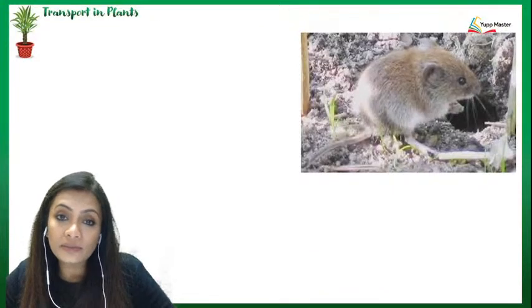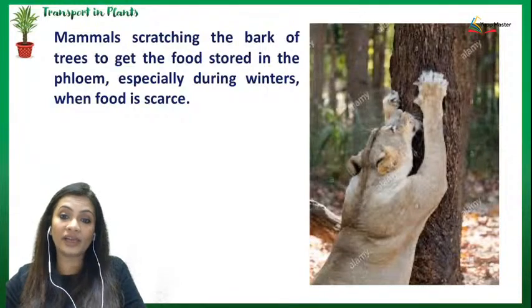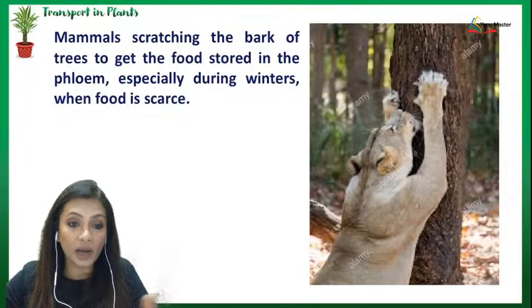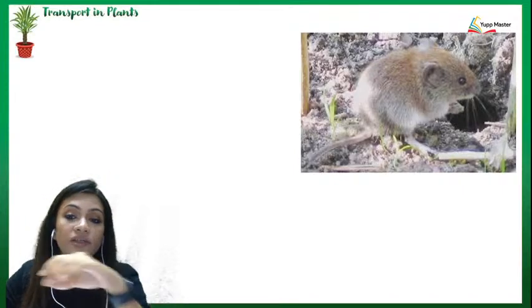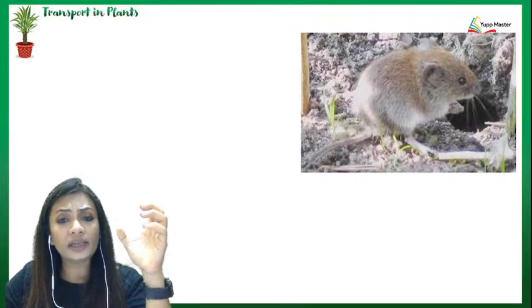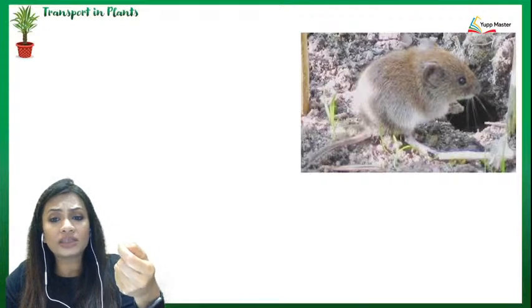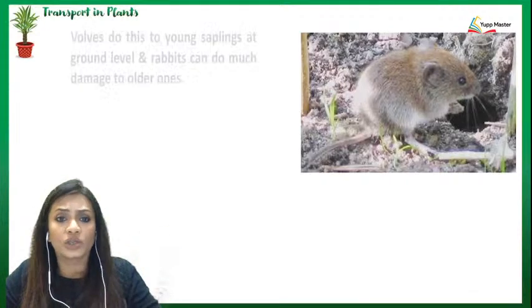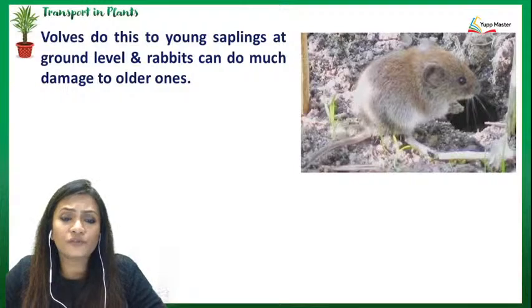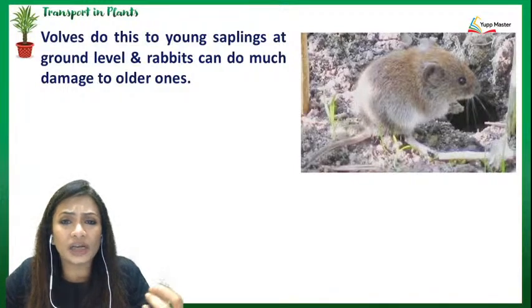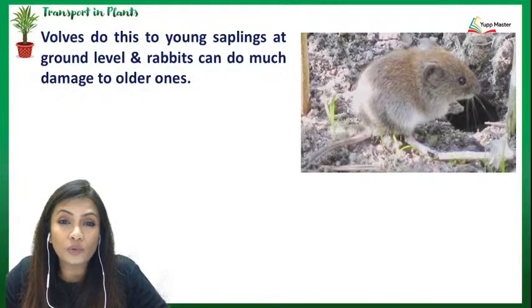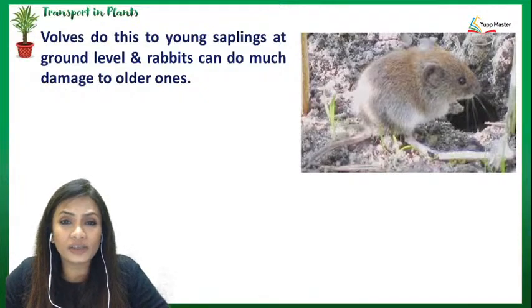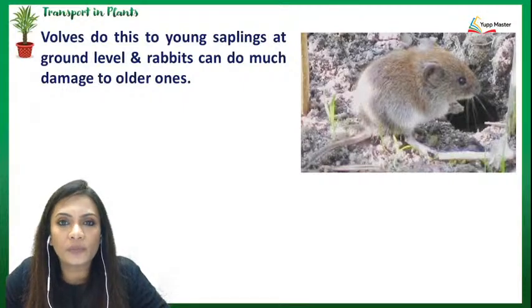So at this time, this was an example where the mammal was scratching the bark of the tree. But sometimes there are certain animals which are so small that they are able to affect even the small seedlings which are growing. Okay, so what happens is wolves are there. They can do this to young saplings at ground level. Not only wolves, more destructive in these forest areas would be the rabbits.